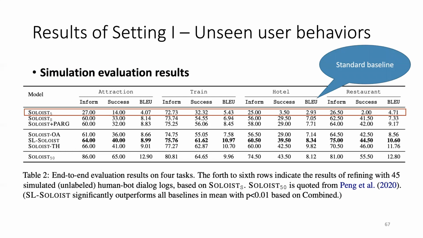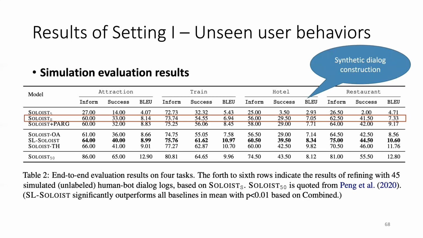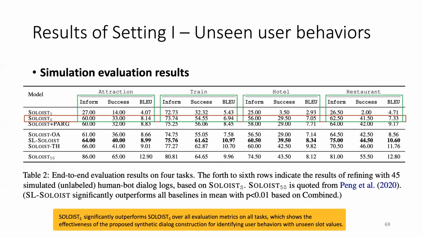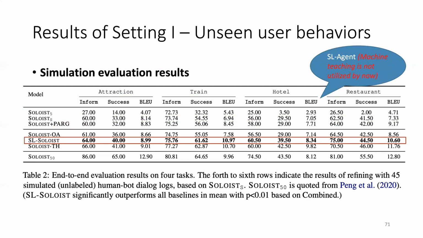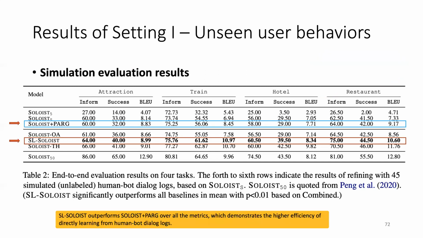SOLOIST is trained with 5 labeled dialogues randomly sampled from the training set, which is a standard baseline. SOLOIST-S is trained using the synthetic dialogues constructed from the 5 labeled dialogues using synthetic dialogue construction, which shows the effectiveness of the proposed synthetic dialogue construction for handling user behaviors with unseen slot values. The third is the data augmentation baseline. SOLOIST-SLA is refined based on SOLOIST-S using the SL agent, and the results demonstrate the higher efficiency of directly learning from the human-bot dialogue logs.